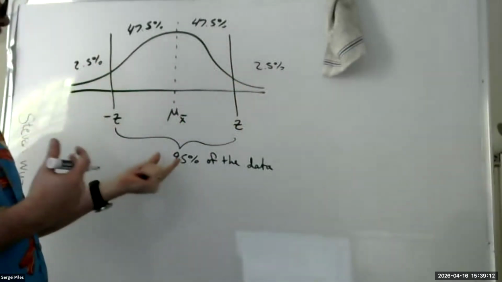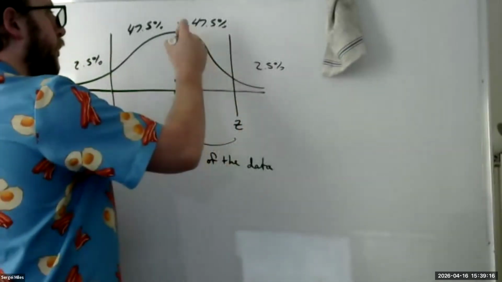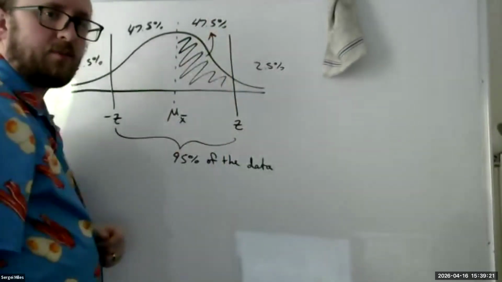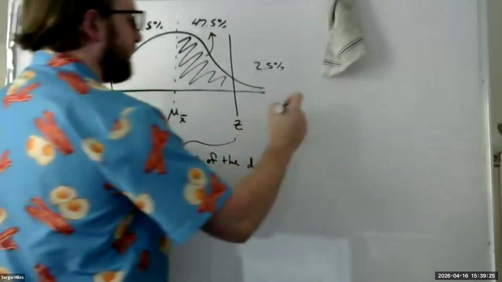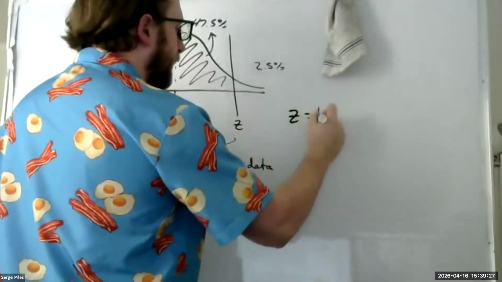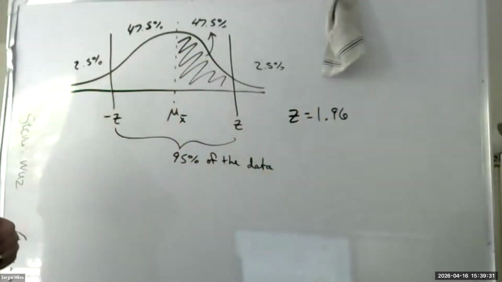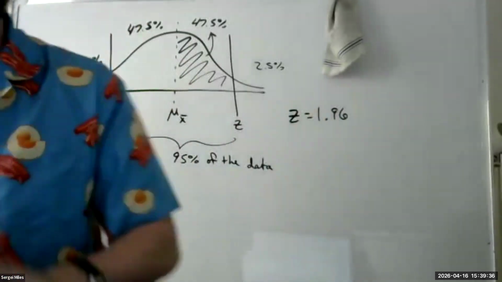In order to create this 95% confidence, I need a z value where this area is 47.5%. So what z should I use? The z that we're going to use is 1.96, and we get that from the standard normal table. How do we know that?